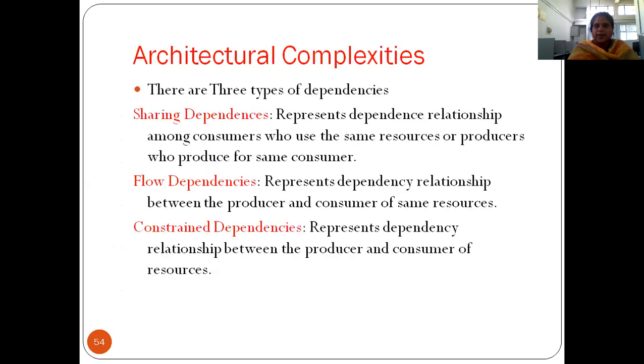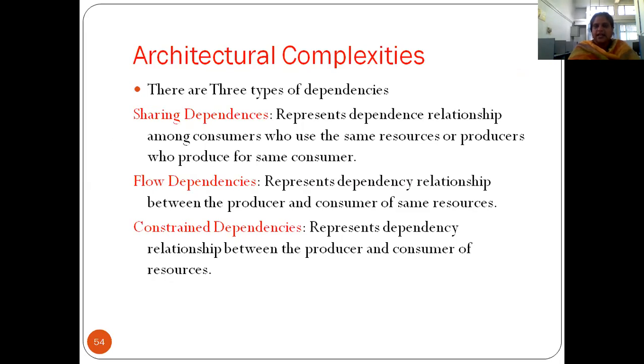Now, architectural components. We have 3 types of dependencies: sharing dependency, flow dependency, and constrained dependency. Sharing dependency represents the dependence relationship among the consumers who use the same resource or producers who produce for the same consumers. So, there is a relationship between the consumer and the producers. That is sharing dependency. Flow dependencies represent the dependency relationship between the producer and the consumer of the same resource. Same resource, producer and consumer will have a flow dependency relationship.